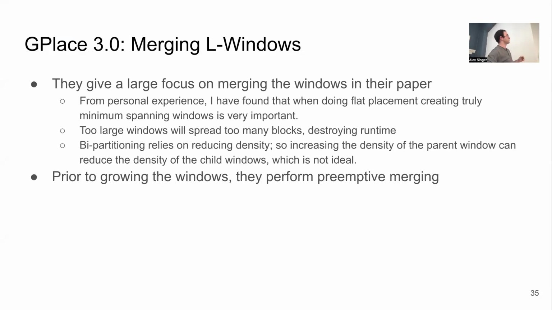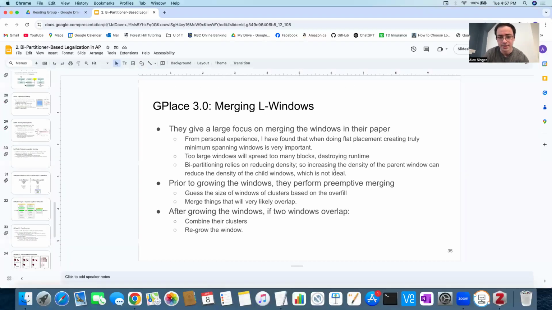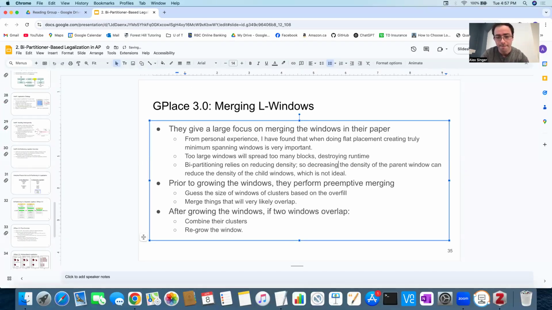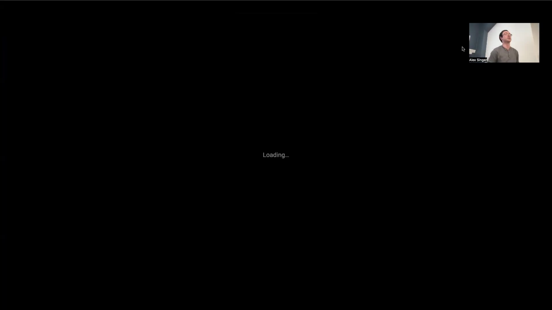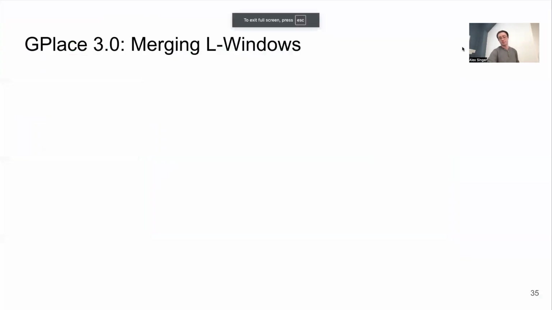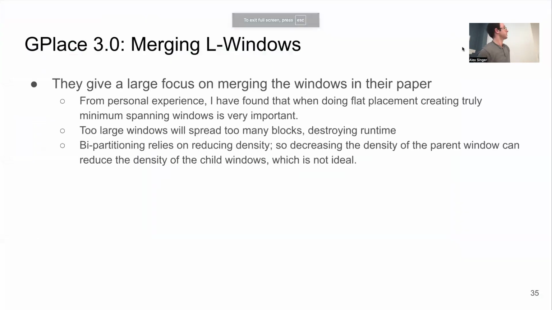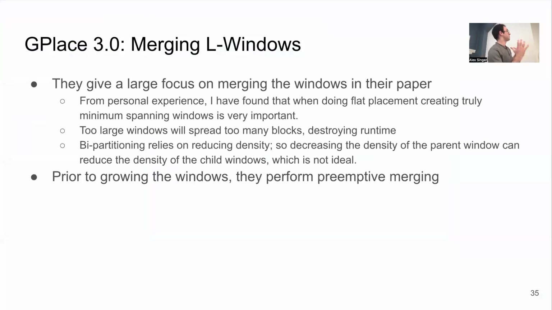Bipartitioning relies on reducing density. So increasing the density of the parent window can reduce the density of the child windows. Sorry, decreasing the density. If I make my window too big, the density is going to go down, and it's because I have more area and fewer blocks within. Decreasing the density of the parent window can reduce the density of the child windows, which is not what we want to do. We want to fill them as much as we can, or as close to our target density as possible.